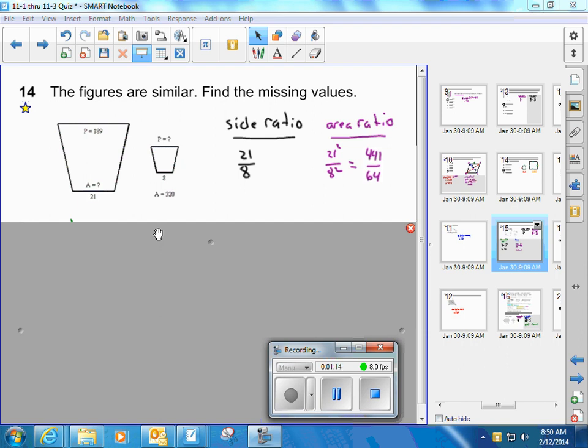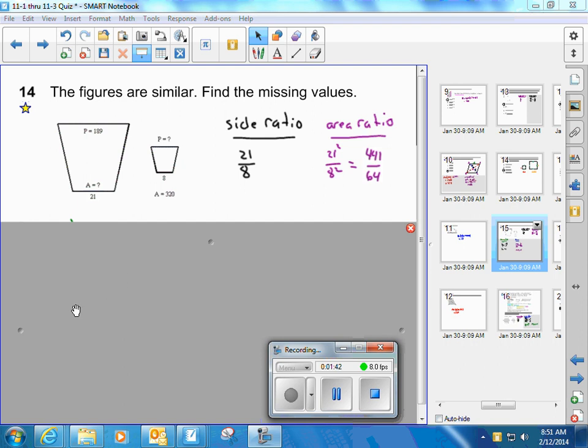So in this example, I've got a side length ratio of 21 to 8. So if I square 21 and I square 8, I've got 441 over 64. Okay, that is an area ratio. That means for every 441 square units in this polygon, and they don't give us units here, I have 64 square units in this one. And again, that may not be the actual, but that is the ratio.